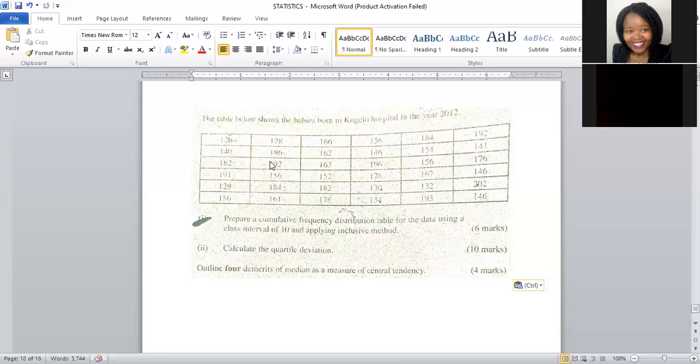But remember, the question has specified we are supposed to use the inclusive method. So if we say 136, that will give us a picture of the exclusive method. So in this case, it's supposed to be 126 to 135, such that the next class will start from 136 to 145. Are we together? Such that in this case, from 126 to 135.